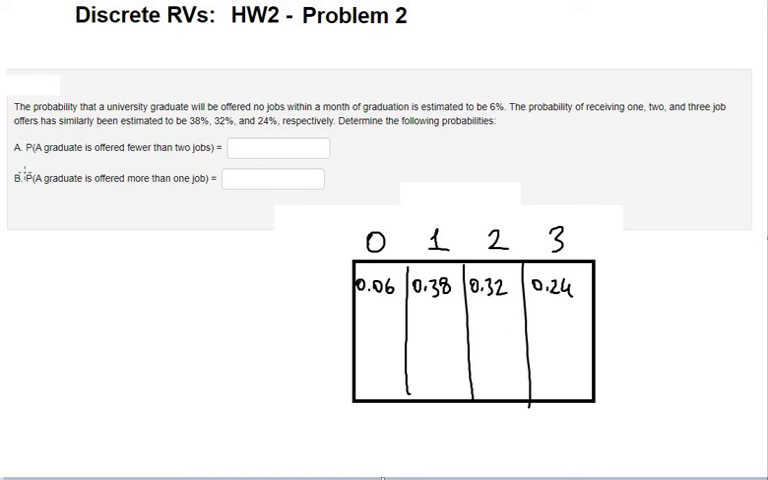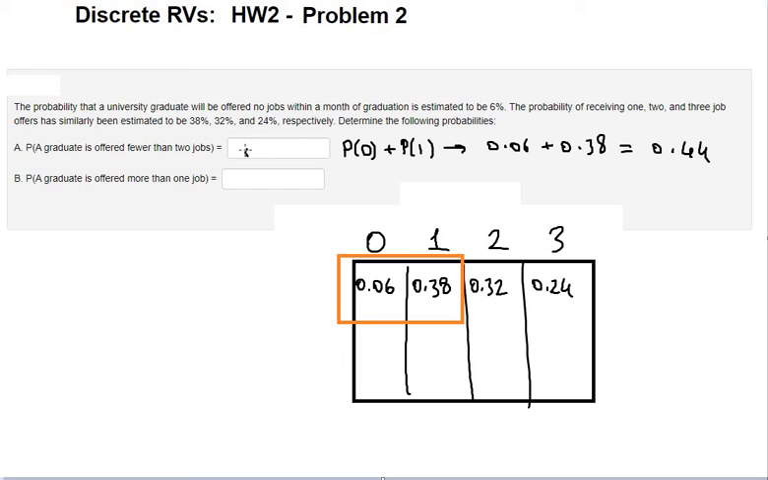Here in A, we are going to calculate the probability a graduate is offered fewer than 2 jobs. Offered fewer than 2 jobs is the sum of 0 and 1. So this is equal to the probability that 0 jobs offered plus 1 job offered, which is 0.06 plus 0.38, which is 0.44.